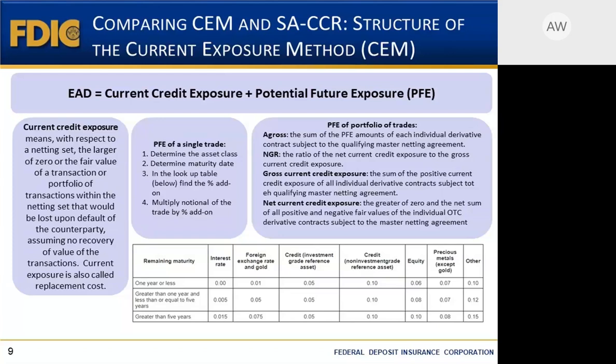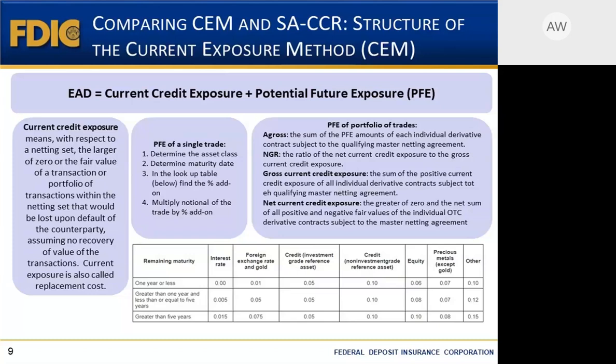In terms of PFE, for a single netting set, for a single trade, it's quite easy. The determination is 4-step. You determine the asset class, maturity date, then you go to the good old table that is in the capital rules, and figure out what is going to be that add-on, and then you multiply the notional of the trade by the percentage of add-on, and you're done.